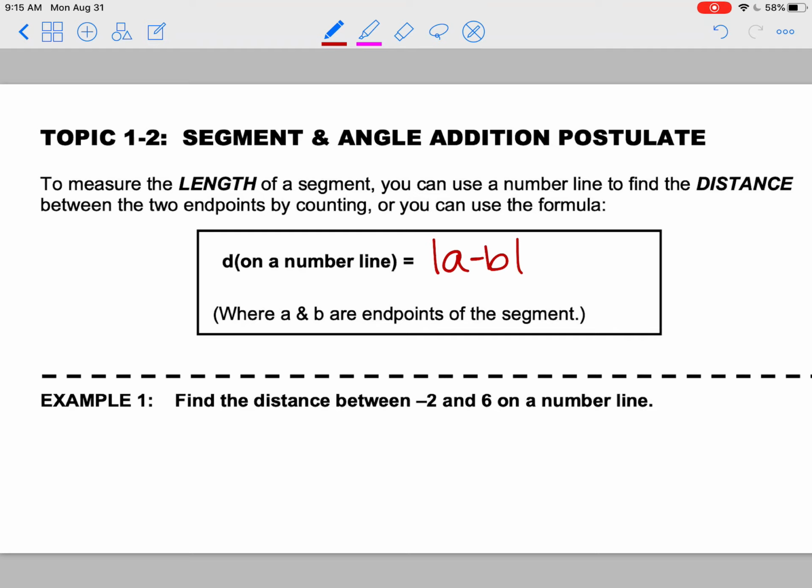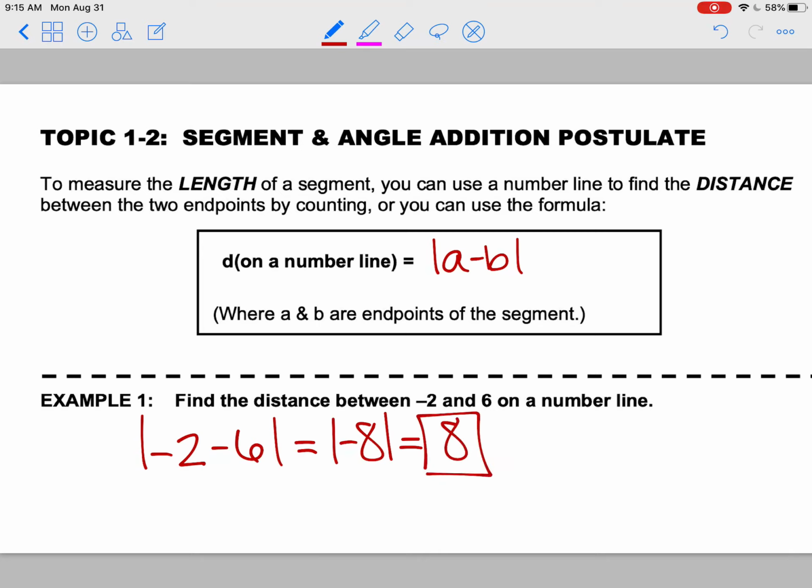Example 1 says, find the distance between -2 and 6 on a number line. You can draw a number line, or you can just simply plug it into that formula. -2 being the A, 6 being the B, and then we'll do the absolute value. So -2 minus 6 is -8, but the absolute value, the distance from -8 to 0 in a number line, is 8. And so that would be the distance between those two values on a number line.